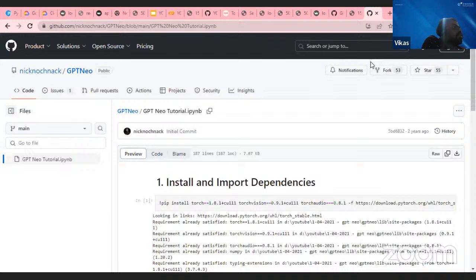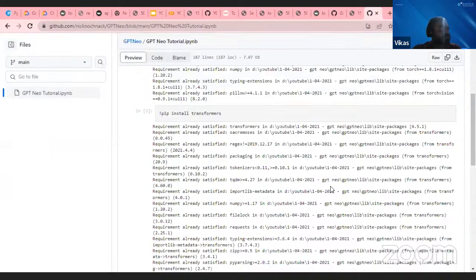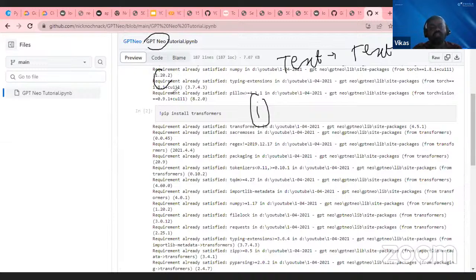Okay, what are my steps actually? Let's understand that. One moment, guys. Let me adjust my windows. First step, I have to install. We are trying to create a text generator here. I pass in text and it generates text. What model will I use? The GPT model, but the model name is GPT Neo.